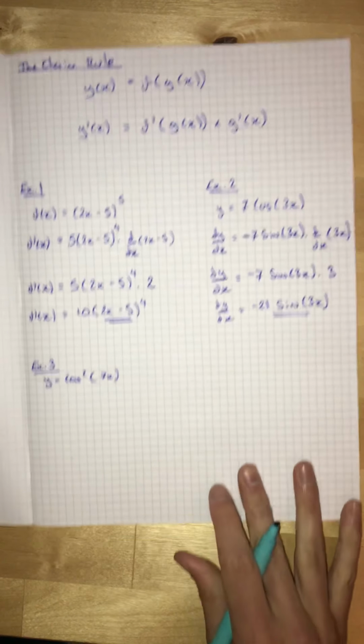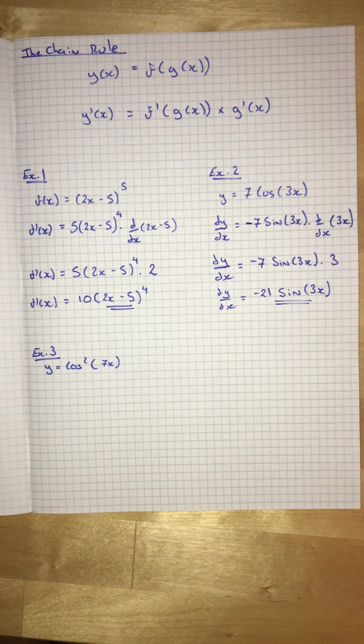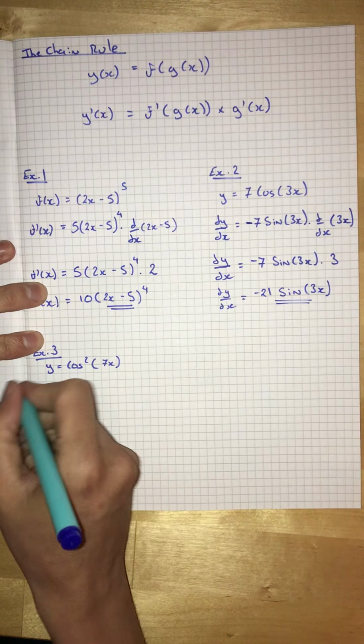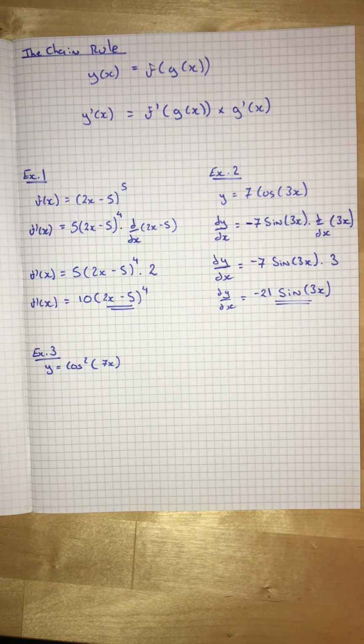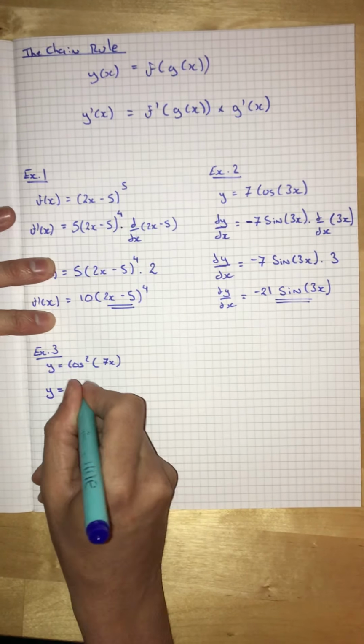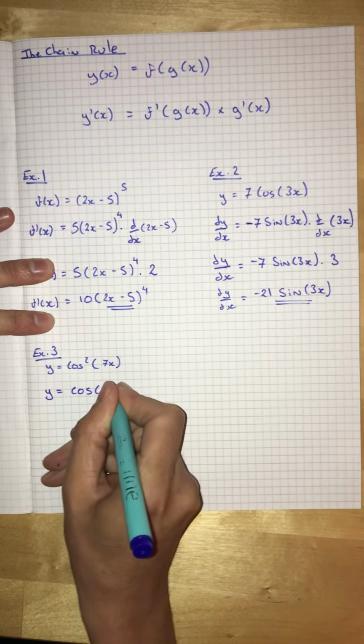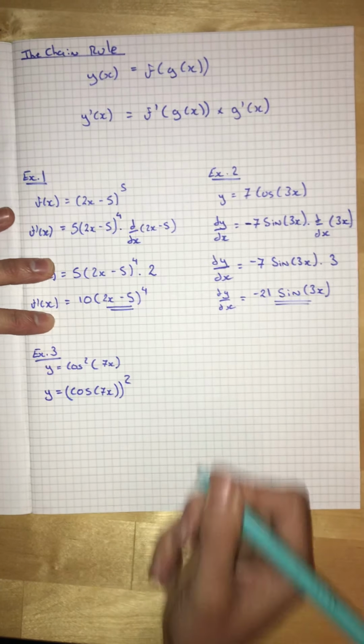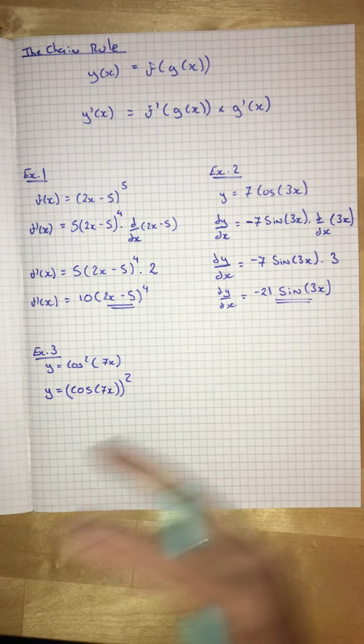Okay, one last one. It's a bit more complicated, this one. What's going to happen is this is going to be chain rule within chain rule. So we're going to have to do it twice. And that's hence where the name comes from, chain rule, because you can do it within a function, within a function, within a function, and it can keep going on, and it's just the same process. So what I'll do to make this slightly more clear is I'll rewrite this as cos 7x inside the square brackets. Okay, so it's cos 7x all squared.